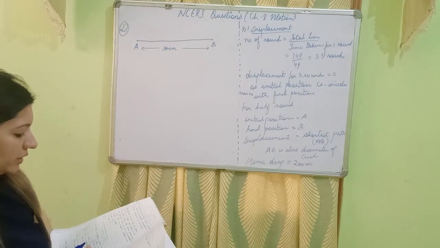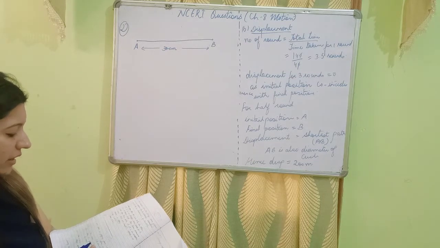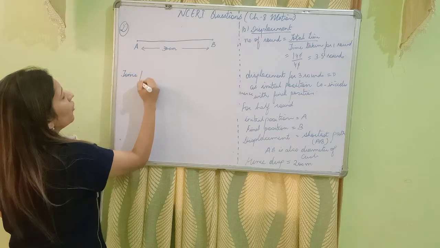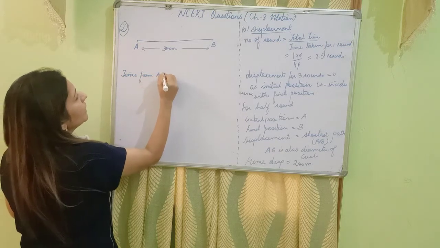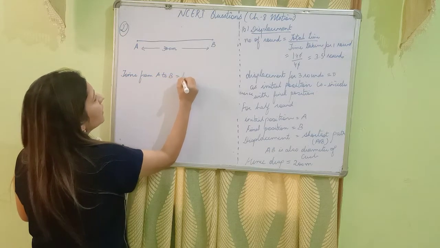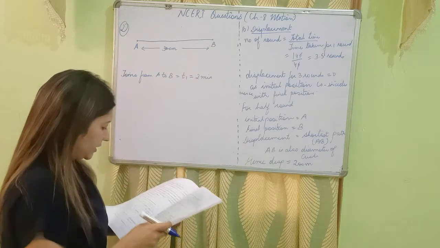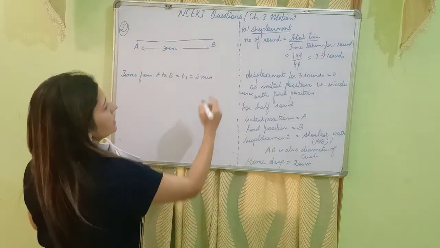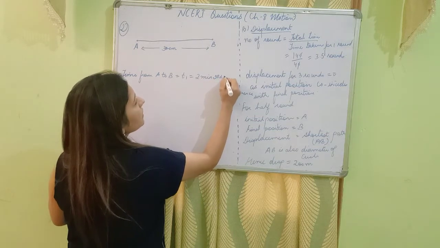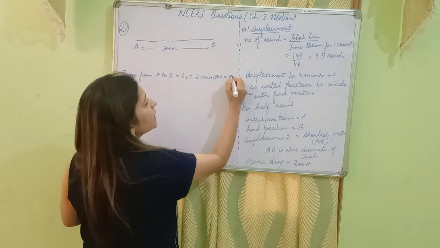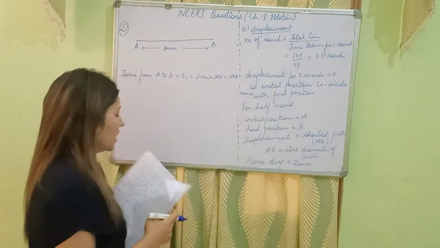In 2 minutes 30 seconds. What is the time taken? Time taken for jogging from A to B. Let it be T1, which is 2 minutes 30 seconds. We'll convert this into seconds. 2 into 60 is 120. 120 plus 30 is 150 seconds.